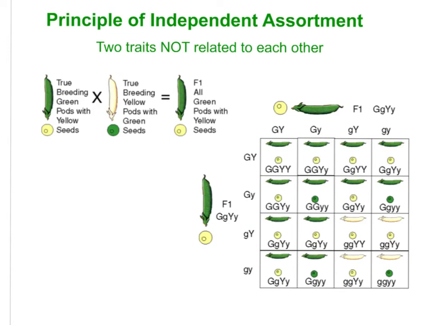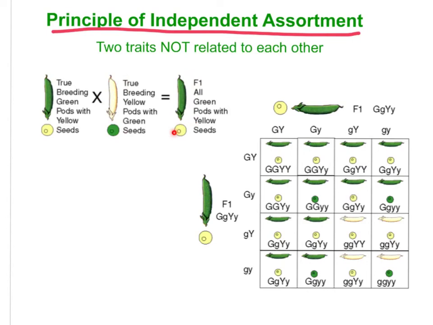Let's review our principle of independent assortment. If you'll remember, it simply means that two traits are not related to each other. They sort and mix and are passed on independently from one another. Okay, so for example, if we have true breeding plants here, so they're going to be homozygous. We have a true breeding green pod with yellow seeds, and then we have a yellow pod with green seeds, and they're homozygous for both traits. We're going to get all green pods with yellow seeds.